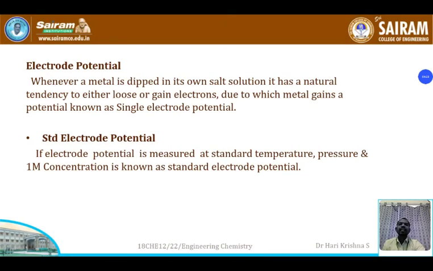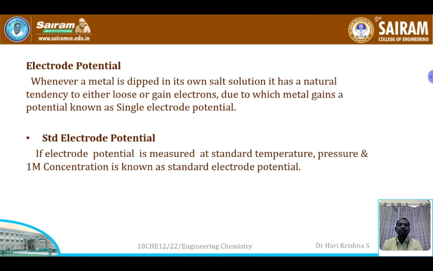Whenever a metal is dipped in its own salt solution, it has a natural tendency to either lose electrons or gain electrons, due to which the metal gains a potential, which is known as single electrode potential or electrode potential. For instance, in our previous slide, we have seen zinc dipped in zinc sulfate, which forms a half cell, right? When zinc is dipped in zinc sulfate, it's a half cell. What happens? Zinc will lose electrons to give you Zn2+, right?